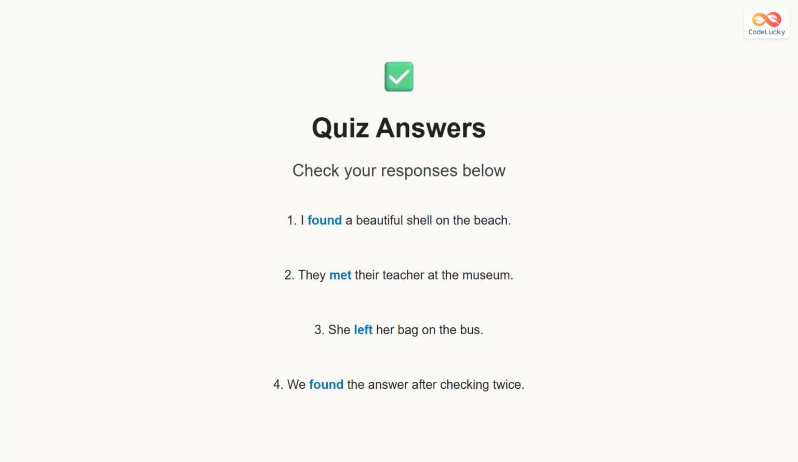Here are the correct answers. 1. I found a beautiful shell on the beach. 2. They met their teacher at the museum. 3. She left her bag on the bus. 4. We found the answer after checking twice. If you got them all correct, great job. If not, listen again and repeat to strengthen your memory.